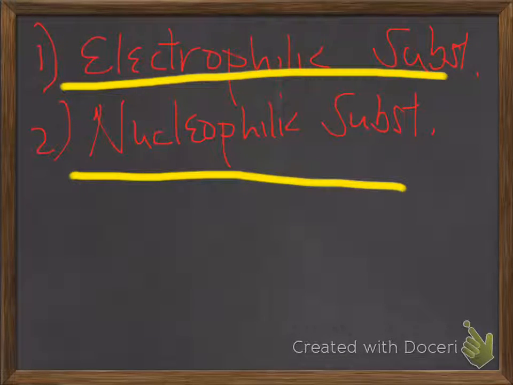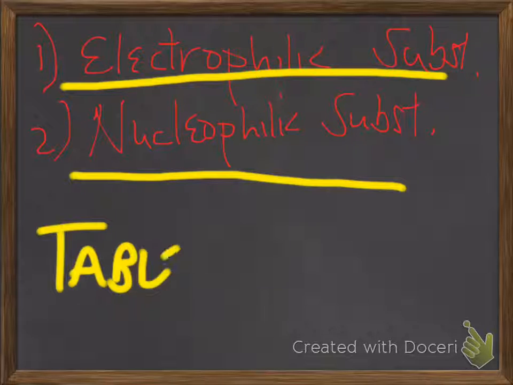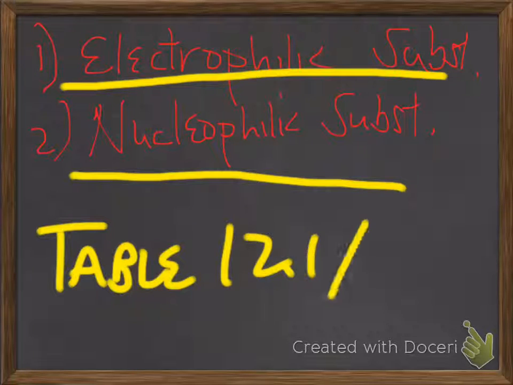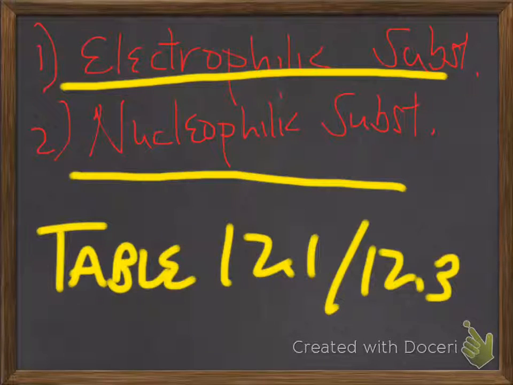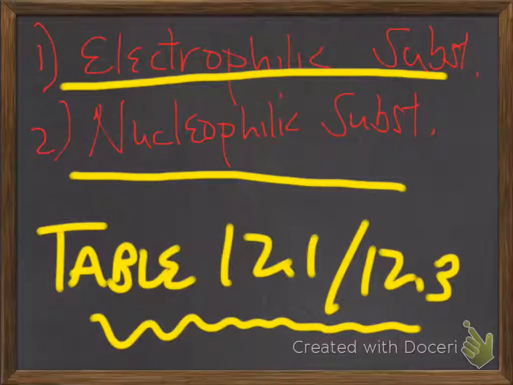Right up in the beginning, I want to tell you that there are three tables in this chapter. Tables 12.1 and 12.3 really are the same thing. It's just 12.3 is more in depth than 12.1, but they are very important. 12.2 is a good barometer or a good guide to use, but 12.1 and 12.3 really are the crux of the chapter.